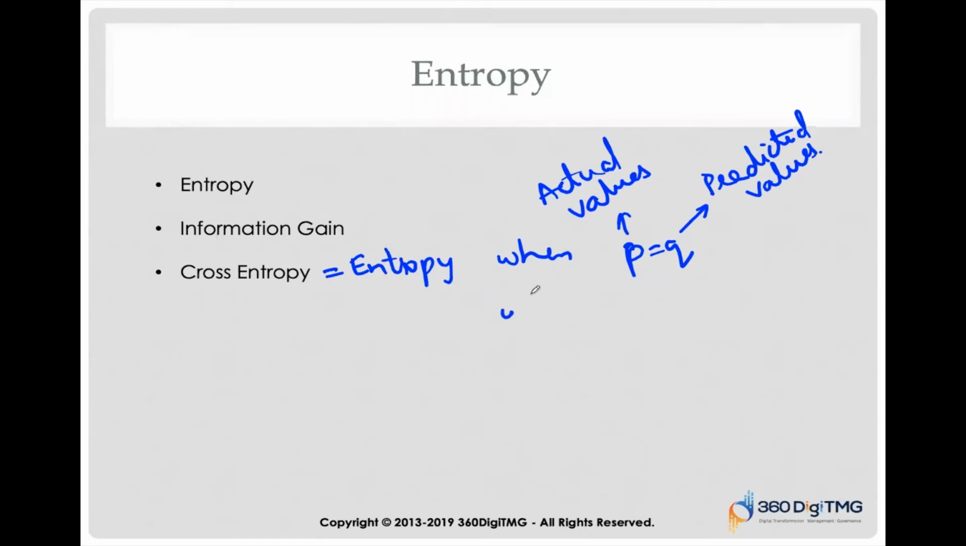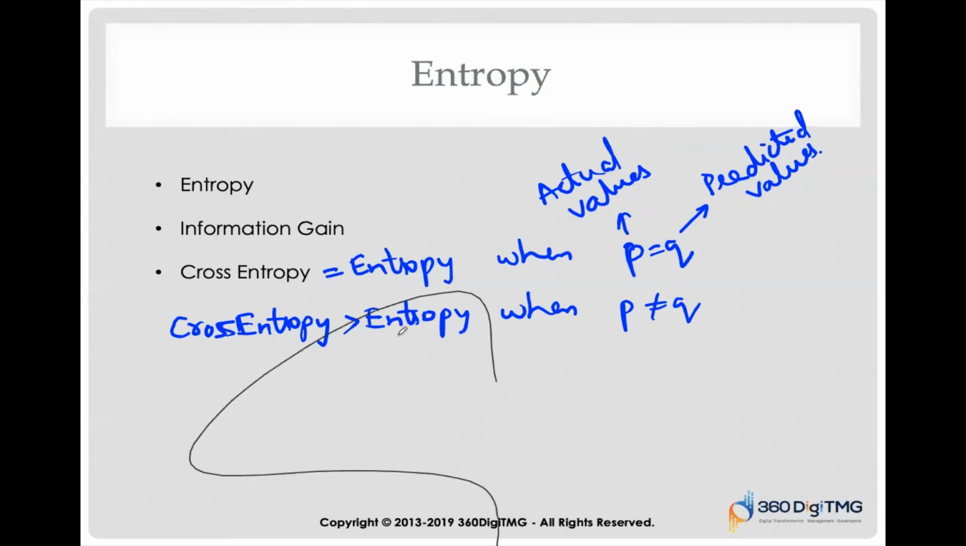However, when P and Q are different, when these two distributions are different, then the cross entropy value that you get will actually be greater than entropy, by some number of bits.